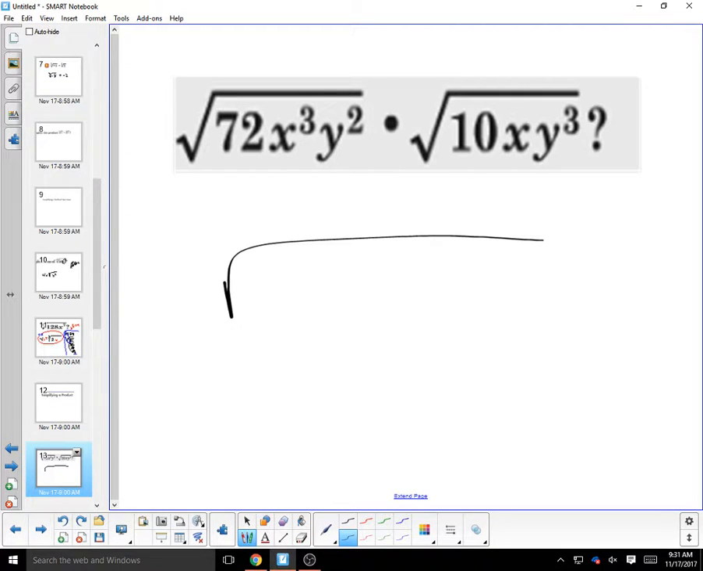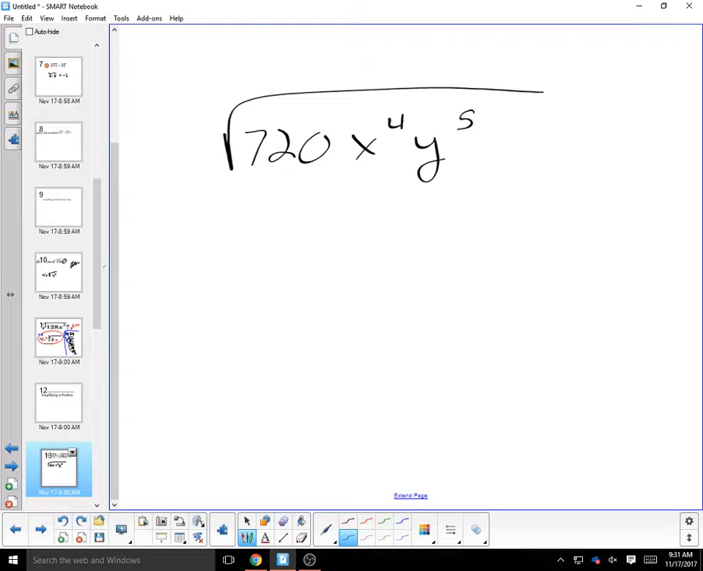So I'm just going to use my calculator here. Oh, I don't need to. 72 times 10 is 720. X to the 4th, y to the 5th. So let's do this. 720. Does 720 have a square root? I don't think it does, but I'm going to check. It doesn't. It's 26.